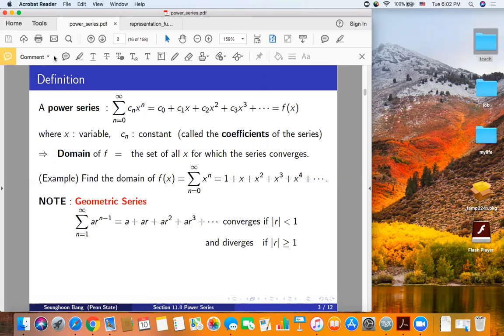The summation from n equal to 1 to infinity of a times r to the n minus 1 equals a plus ar plus ar squared plus ar cubed and so on. We have two results depending on the absolute value of the common ratio r. If the absolute value of the common ratio is less than 1, the geometric series is convergent. If the absolute value of the common ratio is greater than or equal to 1, the geometric series is divergent.